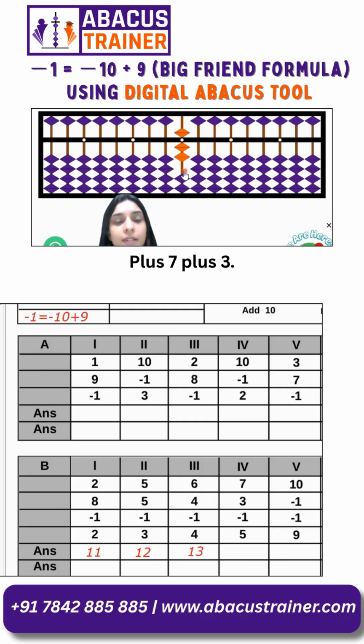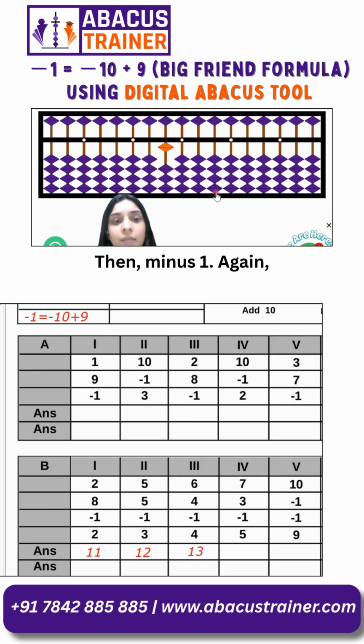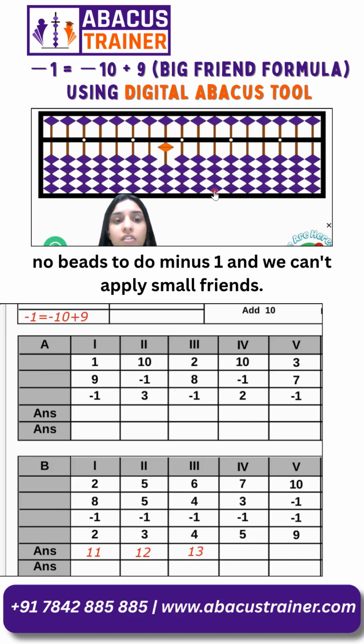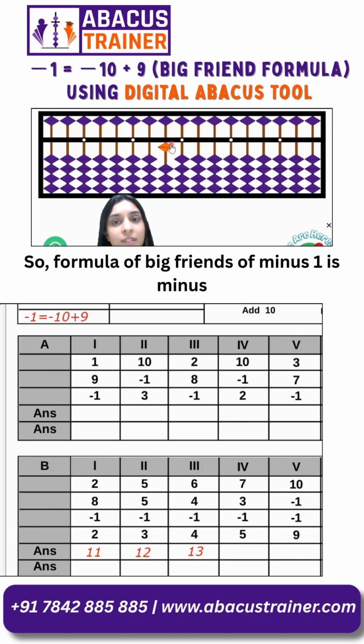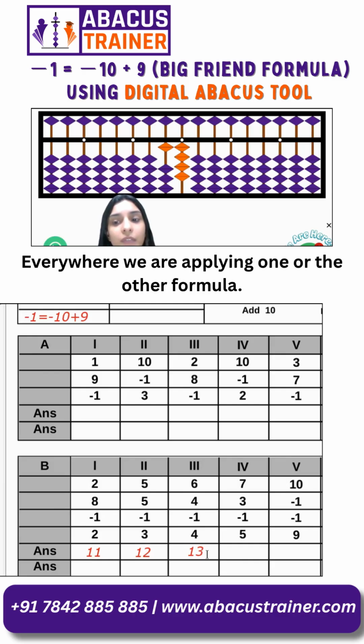+7 plus 3. Do I have beats to do plus 3? No. So formula of plus 3 is +10 minus 7. Then -1. Again, no beats to do -1 and we can't apply small friends. So formula of big friends of -1 is -10 plus 9. Then plus 5. Do I have beats to do plus 5? No. So formula of plus 5 is +10 minus 5. My answer is 14. Everywhere we are applying one or the other formula.